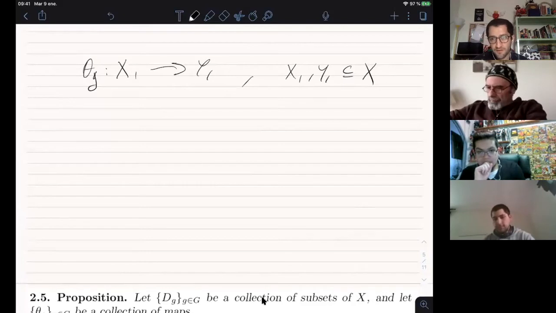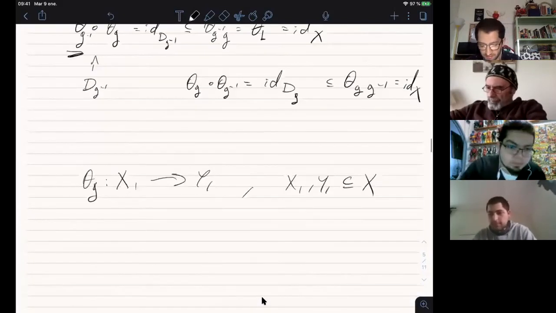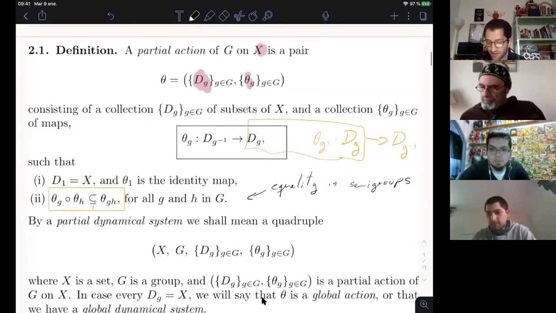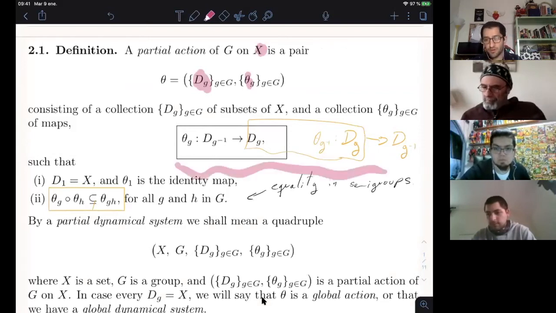There are more conditions which are hidden here in the definition of partial action. That's why I spoke a lot about this secret property here, where it ensures us that the composition works.